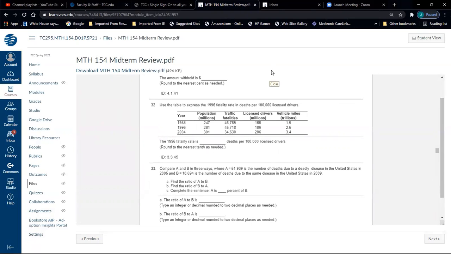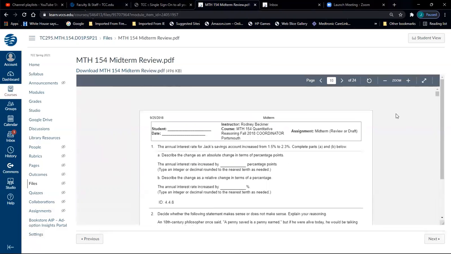The midterm itself will not have any kind of tags like that. No, absolutely not. That's a good question, if anyone was thinking that out loud.